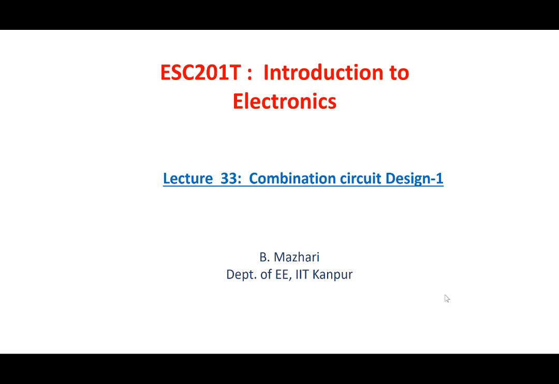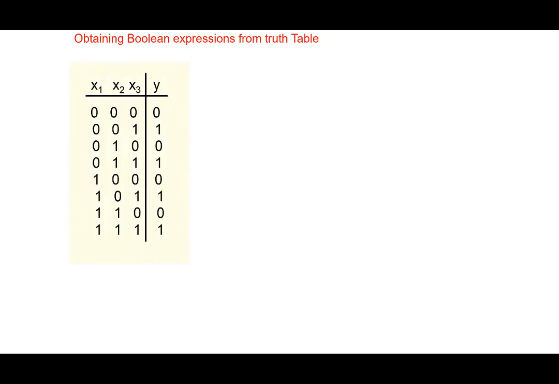Okay, so let's continue our discussion related to this particular course, Introduction to Electronics. We've been discussing digital circuit design, and in this particular lecture, we'll lay the foundation for combinational circuit design. And in the last lecture, towards the end, we had seen that if we have a truth table, meaning a description of a Boolean function y in terms of the input variables x1, x2, x3.